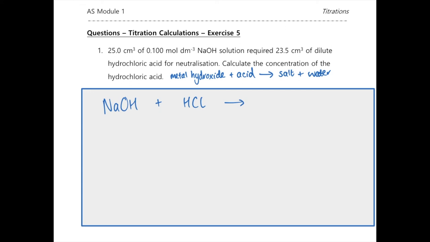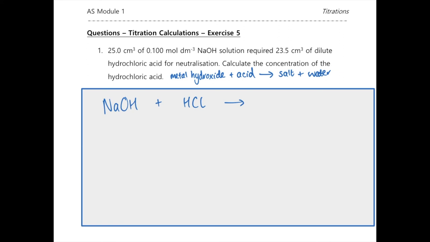Calculate the concentration of the hydrochloric acid. So this again is the type of equation. Not all of the questions on this page will be this type of equation, in which case you'll have to think about what your products are, say they're a metal carbonate and so on. But in this case, we have a metal hydroxide reacting with an acid, and that gives us a salt and water. So let's have a think about what our salt is.